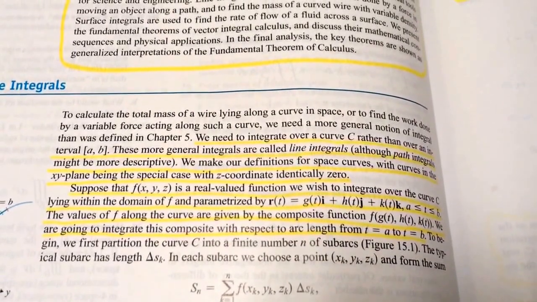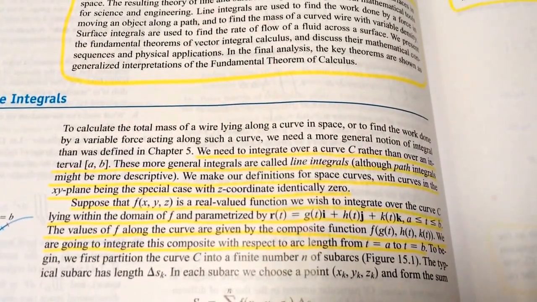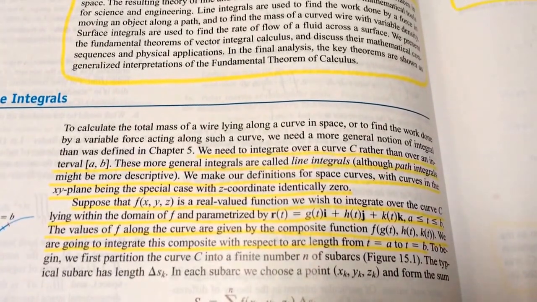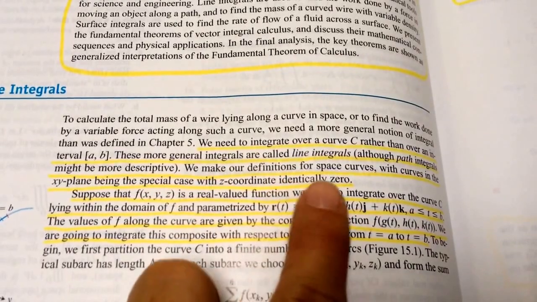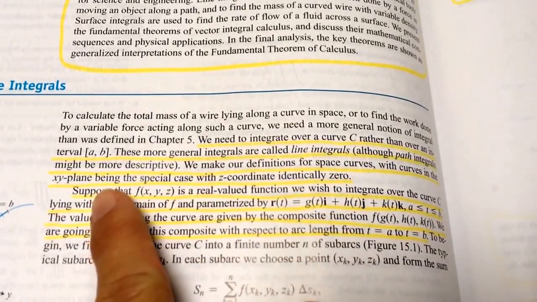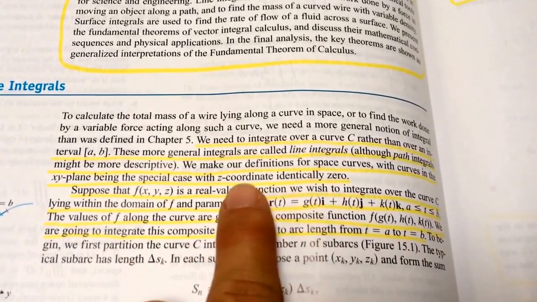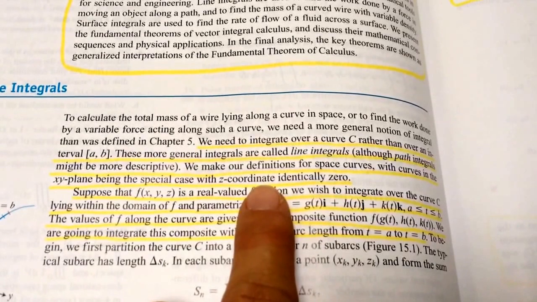They should really call them curve integrals because you can integrate over a line or a curve, but they call them line integrals. So here they tell you they're going to do the definition for space curves, which would be three-dimensional. But if you want to do it for two-dimensional, you would just assume that the z-coordinate is 0, and that makes it two-dimensional. So the three-dimensional case is just a more general case.